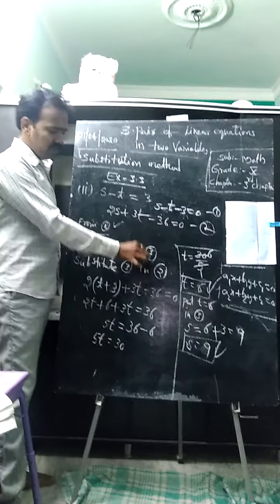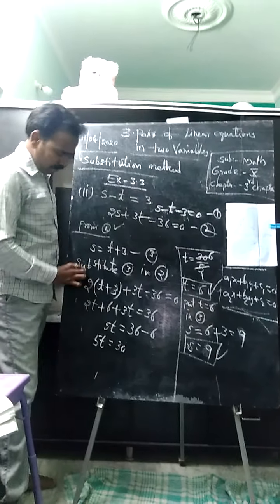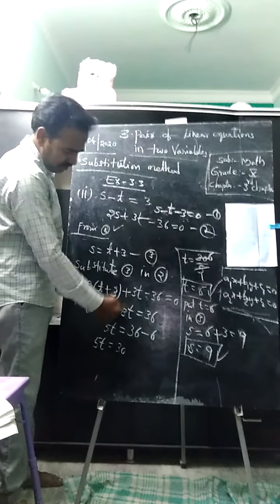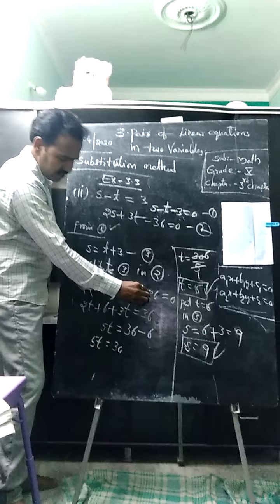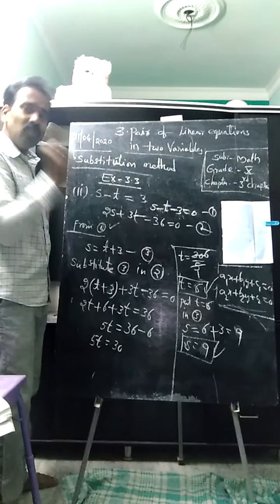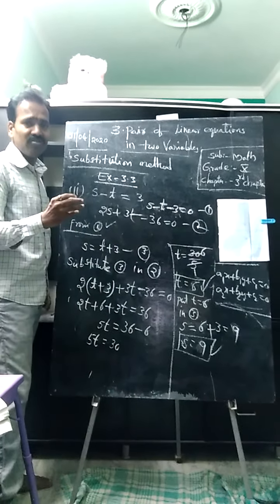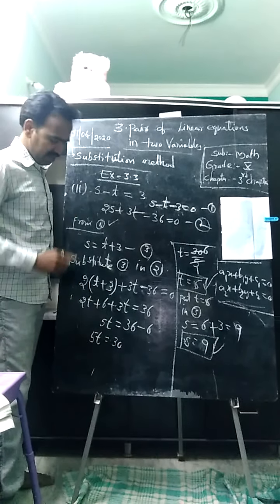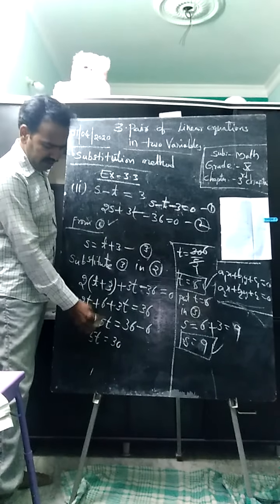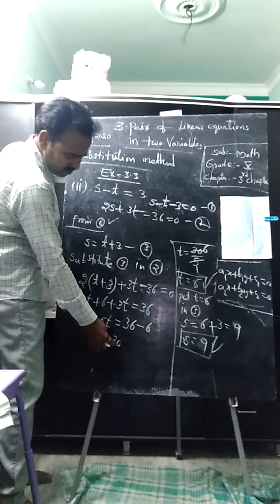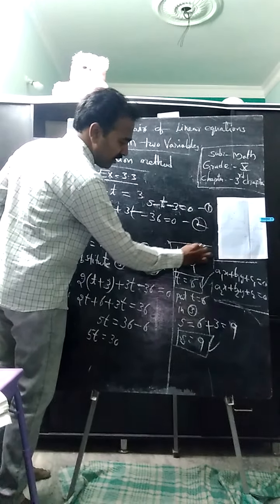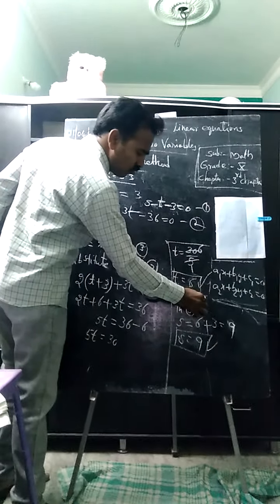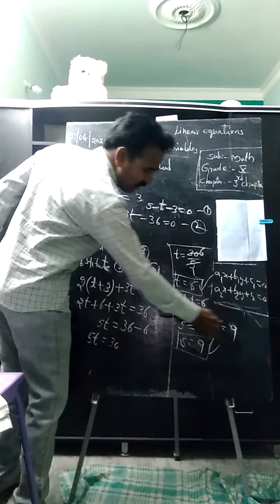Here I took equation 1 and got 3, then substituted it in 2, so it becomes in terms of t: 2t plus 6 plus 3t equal 36, because minus 36 moves to the right side and changes to 36. You learned in earlier classes, 7th and 8th, how to solve simple linear equations in one variable. From that, 2t plus 3t is 5t, plus 6 changes to minus 6, so 5t is equal to 30, t is equal to 30 by 5. 5 6 is 30, so t value is 6. Then put t equal to 6 in 3, we get s is equal to 6 plus 3, 9.